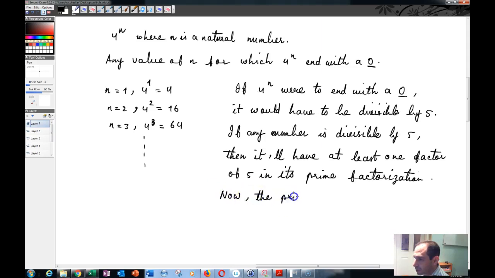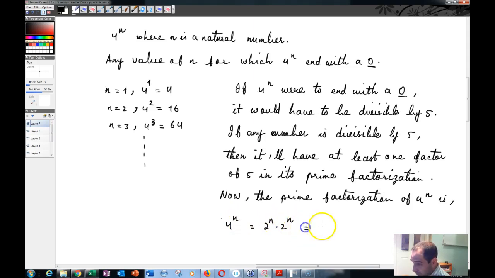Now the prime factorization of 4 raised to the power n: the factors of 4, you can write it as 2 raised to the power n times 2 raised to the power n, or you can write it as 2 raised to the power 2, whole raised to the power n, and that's equal to 2 raised to the power 2n.